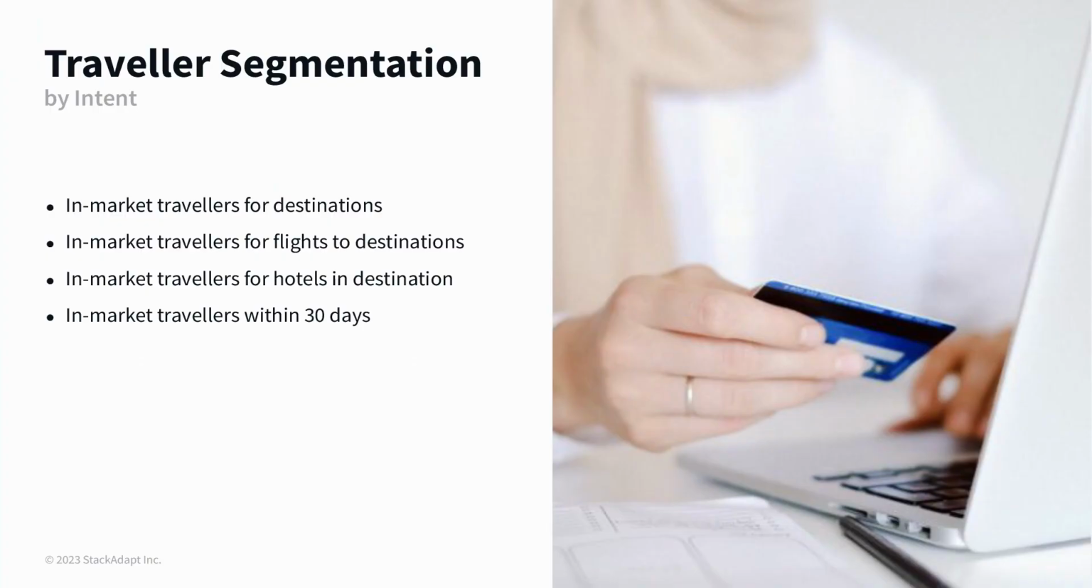I want to start by looking at traveler segmentation by intent then. So this is targeting people who might be in market for a particular destination. So their online behavior suggests that they are ready to visit a particular destination. We then have people who are in market for flights to a particular destination or potentially researching hotels for that particular destination. And then we also just have people who are in market to travel within 30 days. So they are in the research stage, but they haven't settled on a particular location just yet.